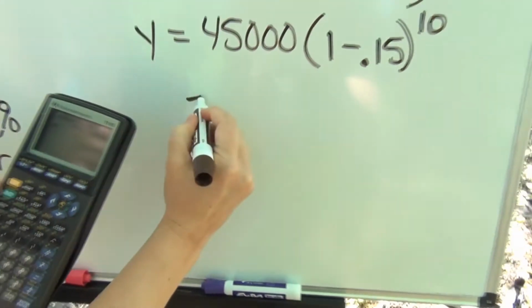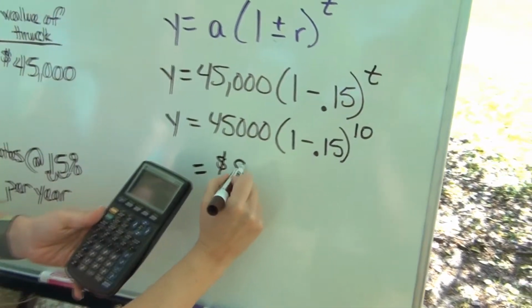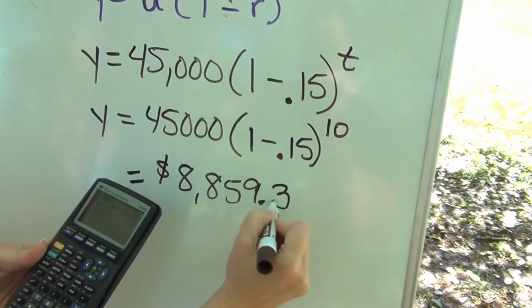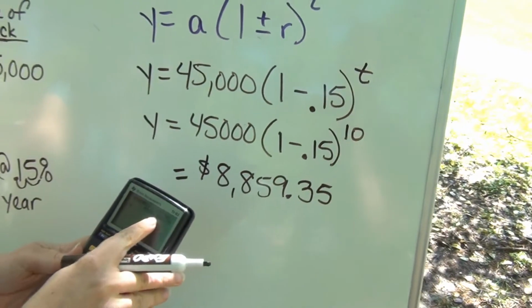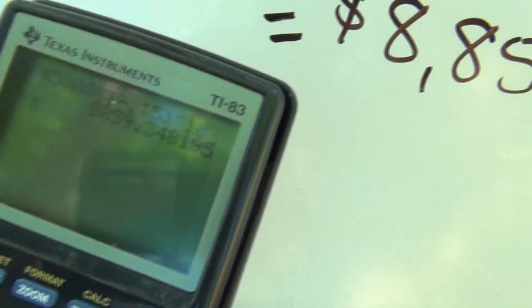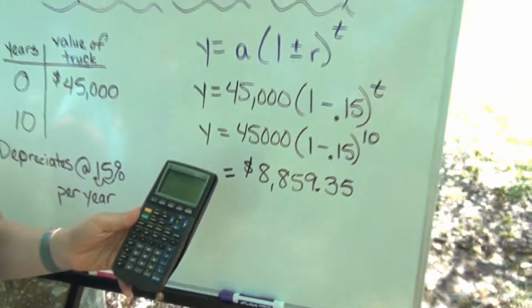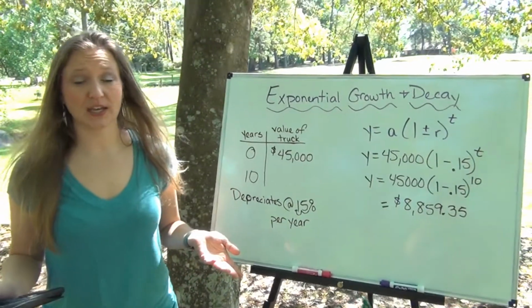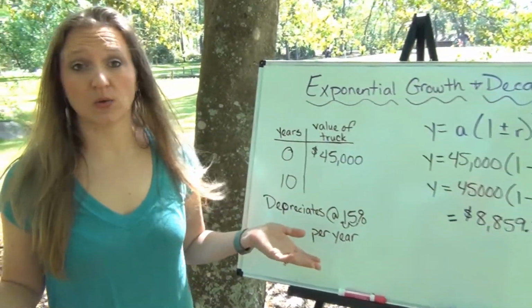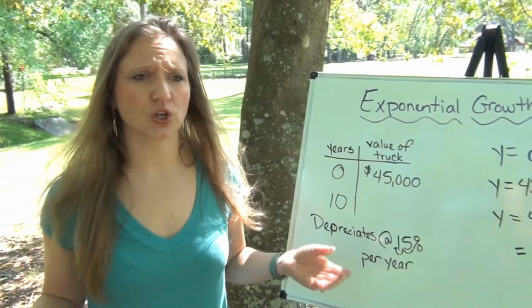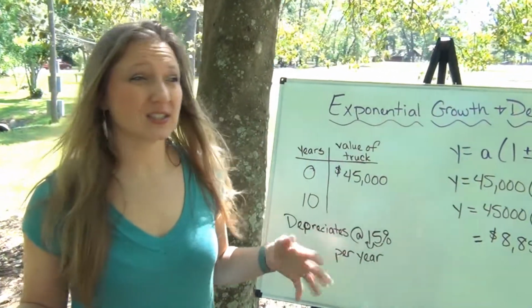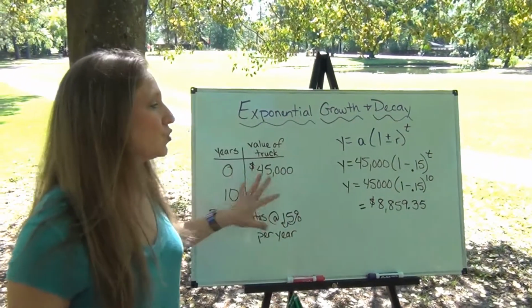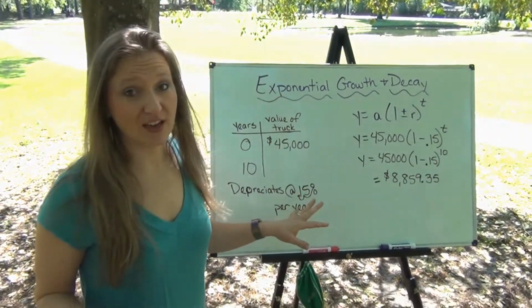So my truck in 10 years will be worth $8,859.35. I'm rounding it to the nearest penny. Since we're talking money, it's always good to round to 2 decimal places. So now you know how to figure out depreciation. All kinds of things depreciate. When you guys are figuring out your taxes in the future, company equipment depreciates. So any kind of equipment that you would have for a business. So this is a very useful scenario that is used in everyday life all the time.